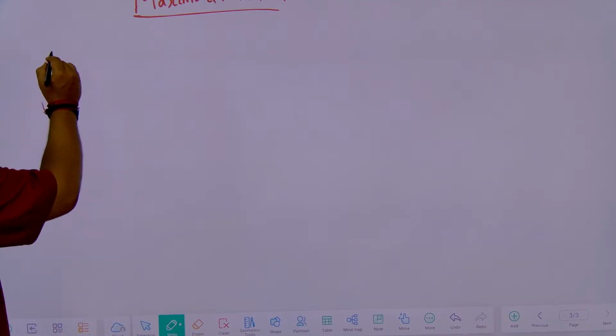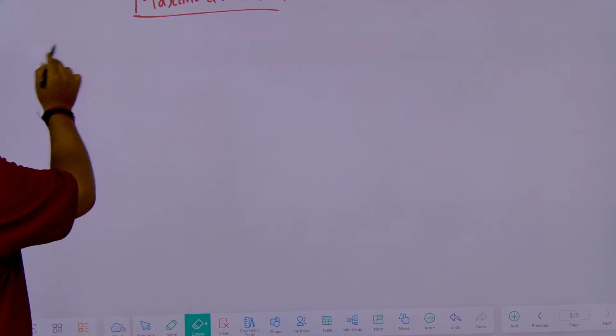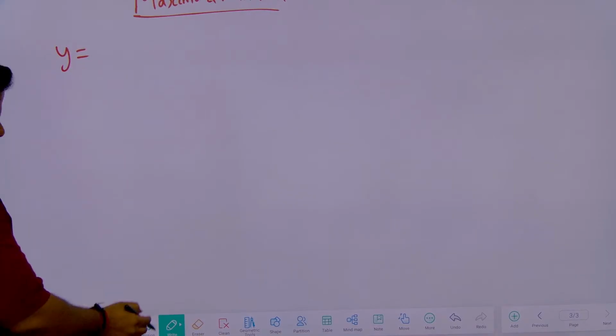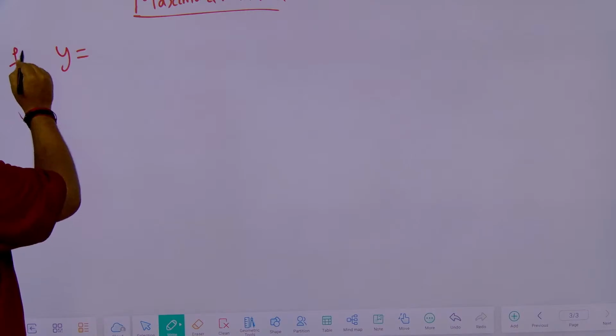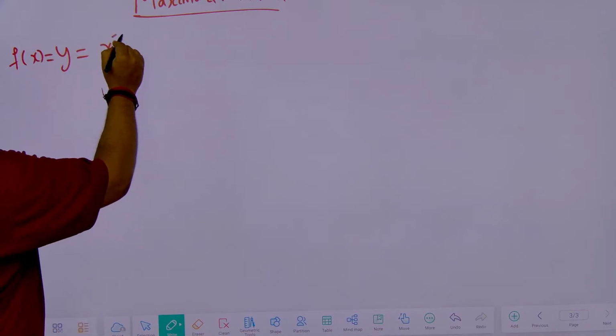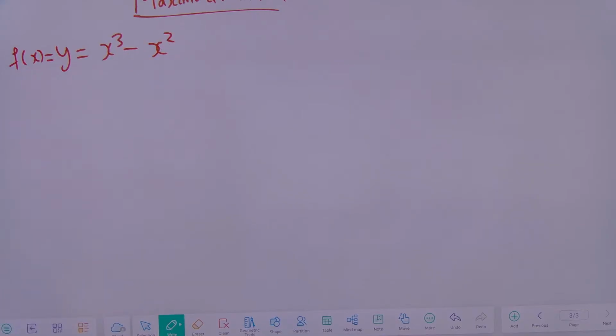So for this, f of x, some function is given. Let me take y only. Y is given as some function. Let us take the function as x cube minus x square, like this. First, what we have to do? First, you have to differentiate once. What you get on differentiating once, you have to equate to 0. Got it? You have to equate it to 0.